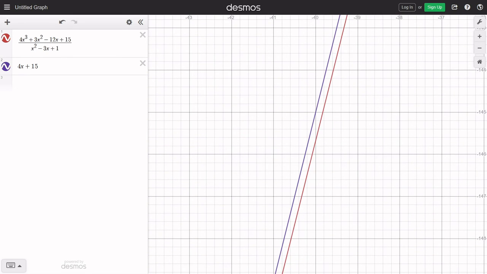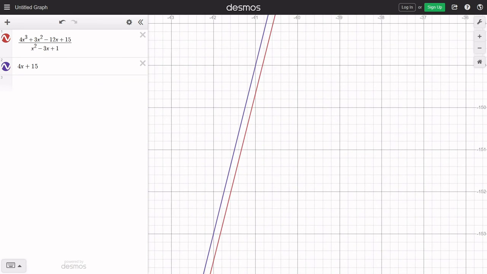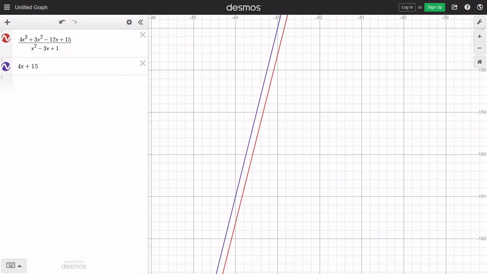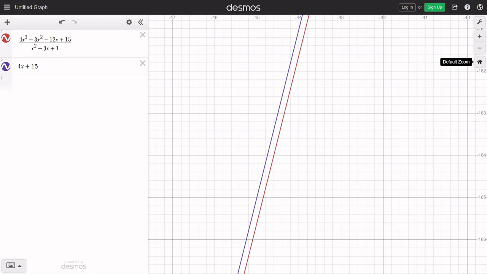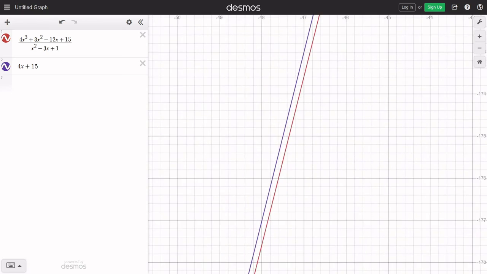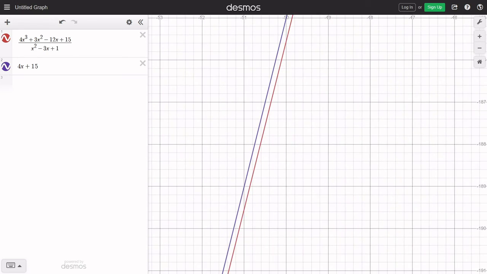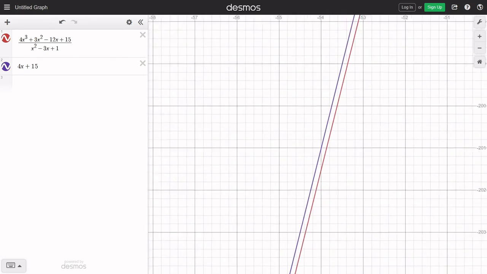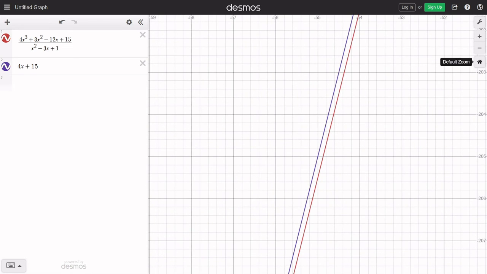The scale changed, that's why it's not the same kind of angle as the previous one, because I hit the default zoom button, but it's still the same function. And you can see that it gets closer and closer, but never crosses it, as you would expect from an asymptote.